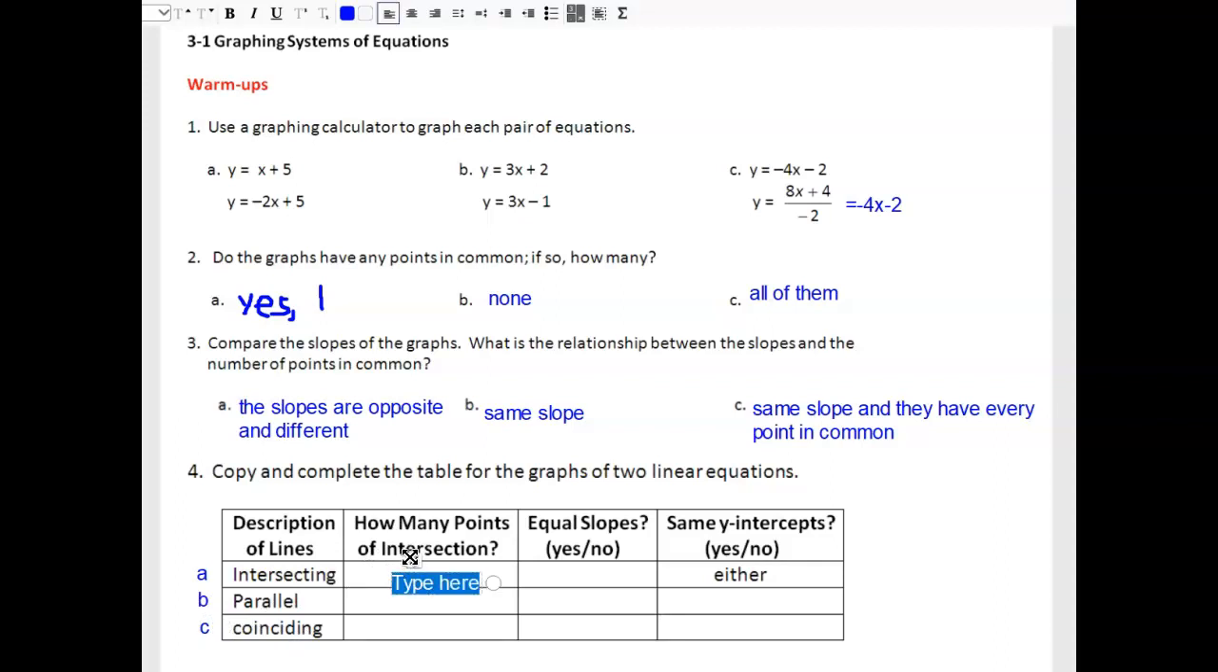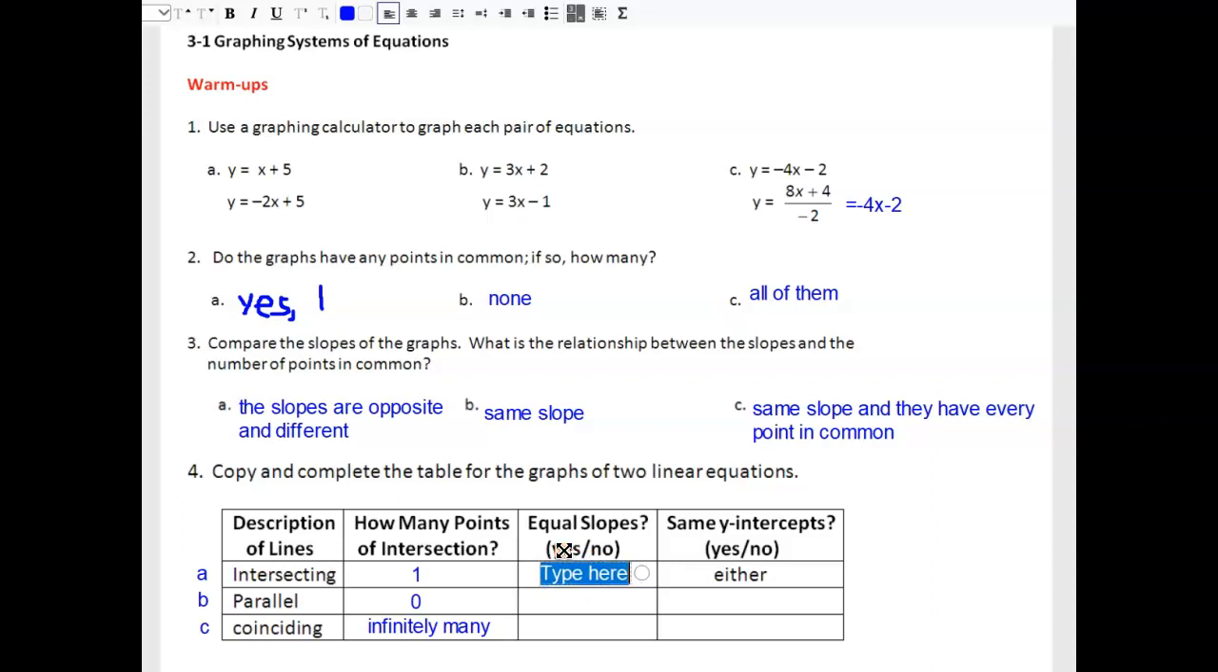So in example A, how many points of intersection? They had 1. In example B, how many points of intersection? None. And in example C, how many points of intersection? Infinitely many. So this unit, we're investigating 3 different types of lines: intersecting, parallel, and coinciding.